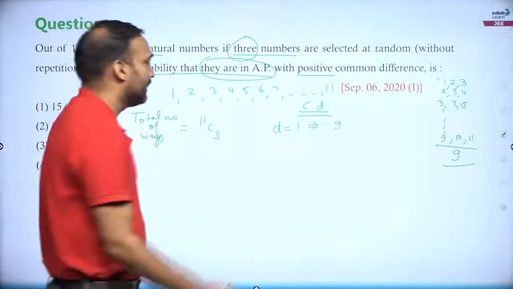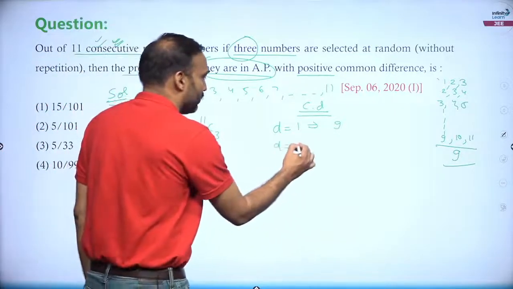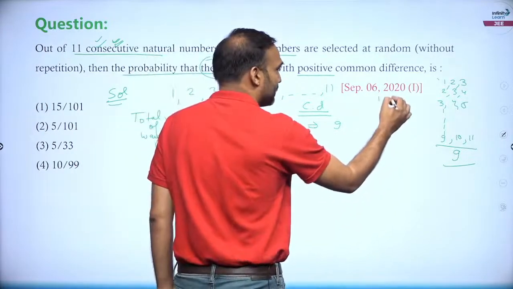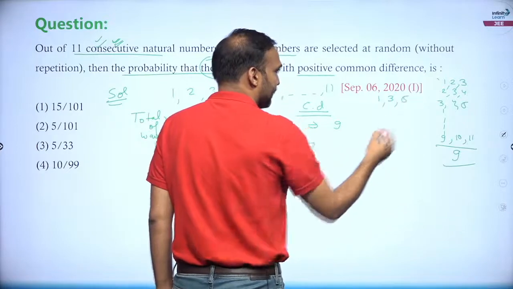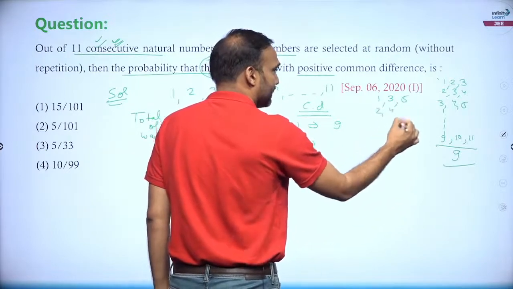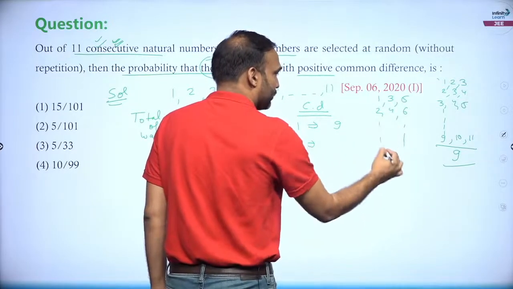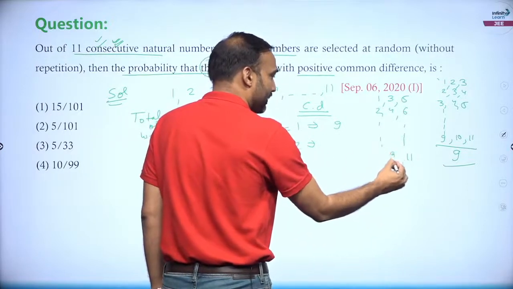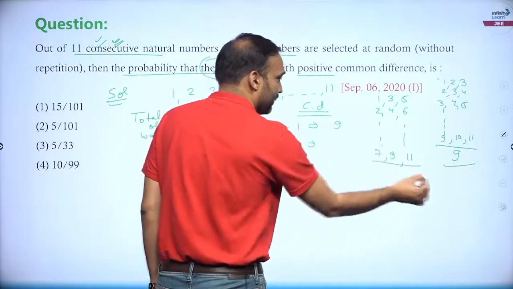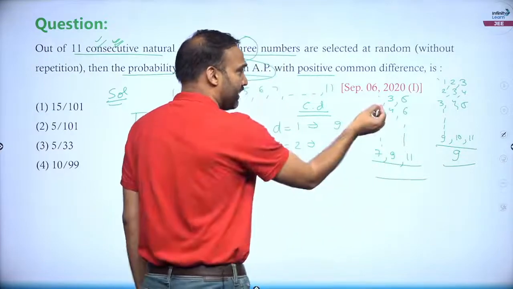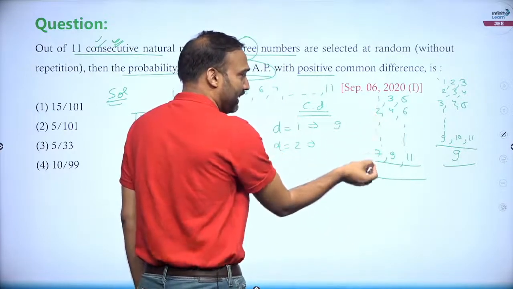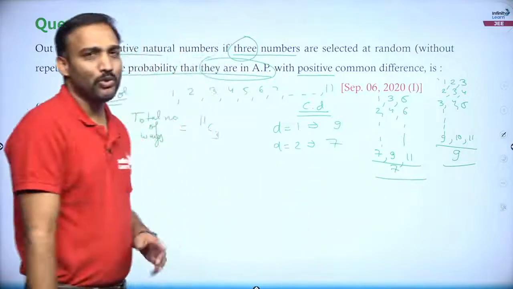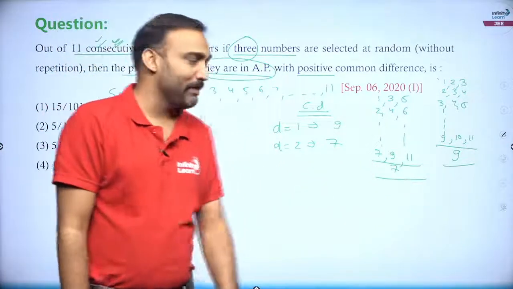common difference is 1. Now I'll talk about D is equal to 2. Now if D is equal to 2, the smallest AP would be 1, 3 and 5. Then 2, 4, 6, right? What will be the last one? Last one would be 11. Take a difference 2: 11, 9, 7. So how many APs did we get over here? Look at the first number: 1, 2, 3 till 7. So when D is equal to 2, we got 7 APs.